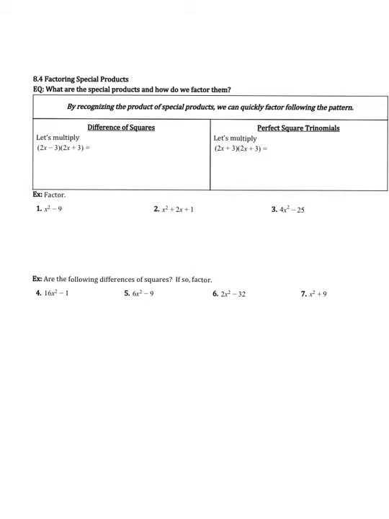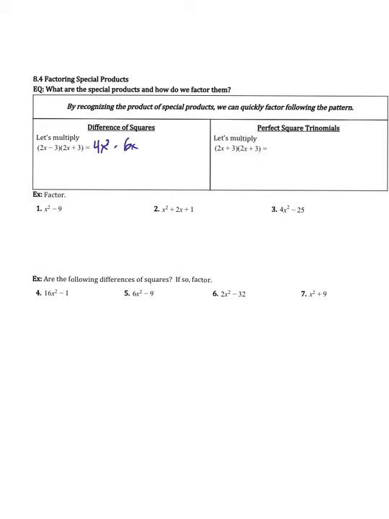Let's multiply together. Since this unit is all about factoring, we want to multiply so that we can then look at things a little bit backwards. So go ahead, pause the video, multiply those two binomials in the left-hand box, and then unpause the video and see how you did.